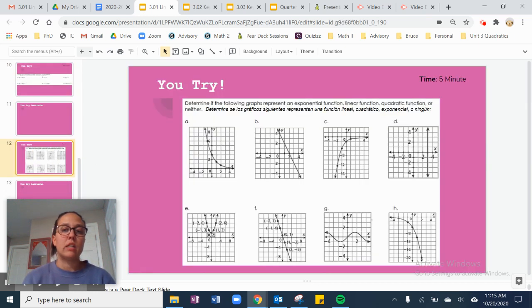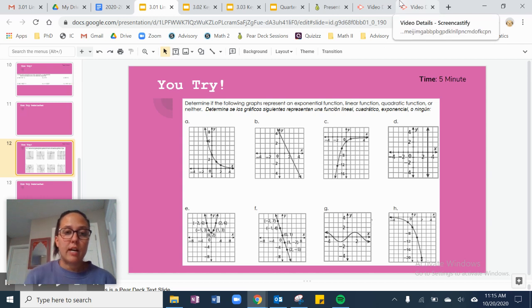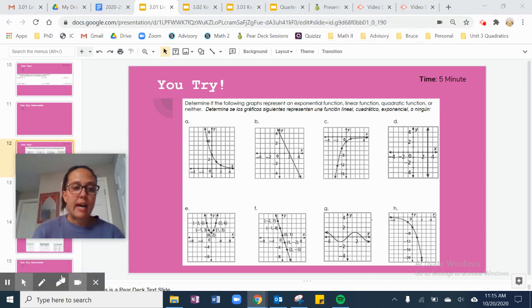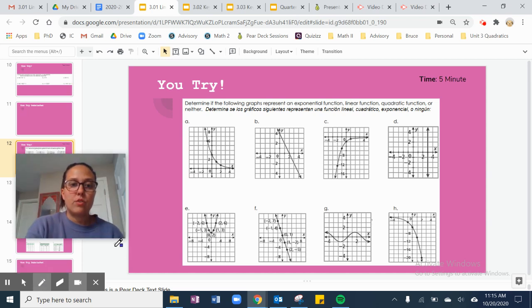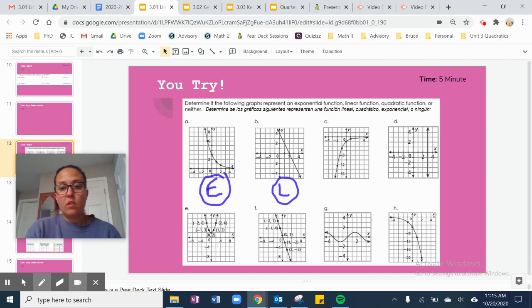So then let's go back. So for this first one, for part A, I'm seeing that it's really steep and then it's becoming flatter towards the x-axis and never touching the x-axis. That is most certainly an exponential function. For part B, this is a straight line, so this is going to be linear. For part C, again, super steep and then flattens out, so that's exponential.